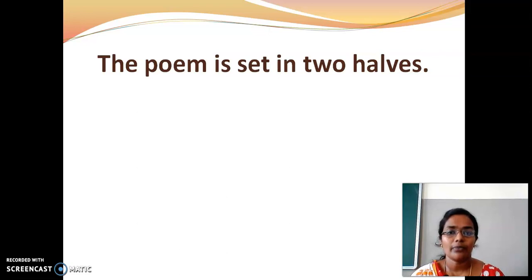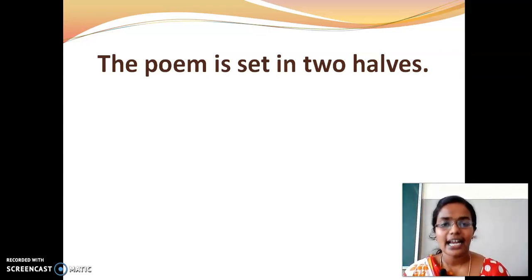Before going into the next half of the poem, I'll give you a detailed explanation of what is happening in the poem. The poem is set in two halves. How is it set in two halves? I have told you about the characters in the poem. Who are the two characters? One character is the ant and the other character is the cricket.